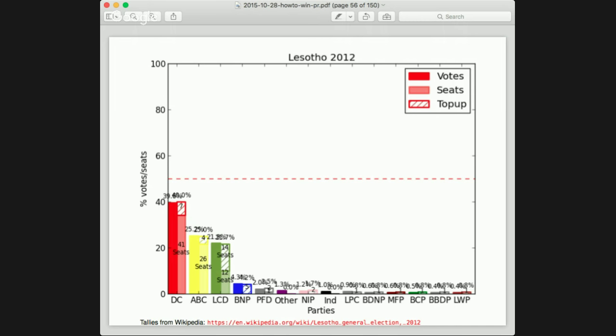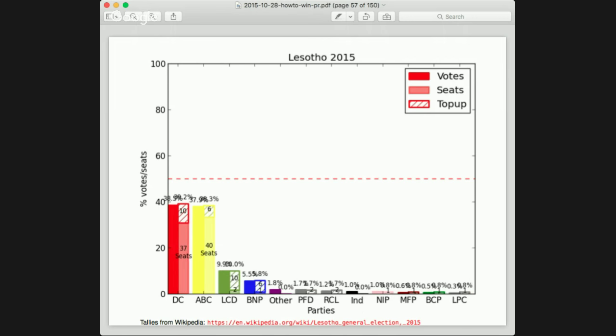This is from 2012, and you can see the Democratic Congress here got a bunch of seats, and then they got a few top-up seats, and it sort of evened things out. So things look pretty even. There's actually a lot more parties here who get seats than many MMP advocates would like, but it seems to work out okay for them. And then there was some coalition between these two parties to form the government.